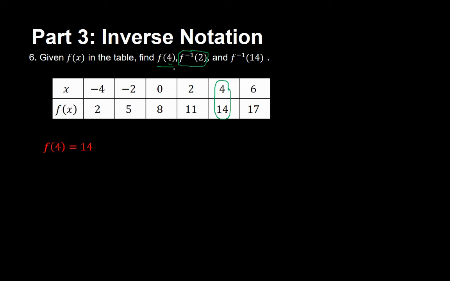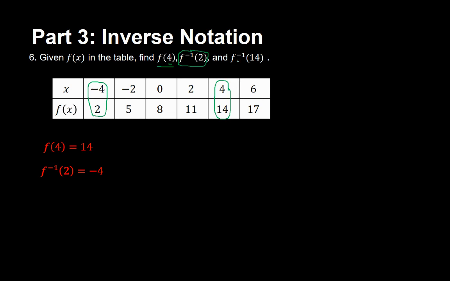All right, the next one is saying the inverse of f. That's what this little -1 means, the inverse of f of 2. So it's saying take the inverse function. If you plug in 2, what do you get? Well, the inverse function means you switch the inputs and the outputs. So we're actually looking for where the output is 2. What was the input? It was -4. So the inverse of f of 2 is -4.